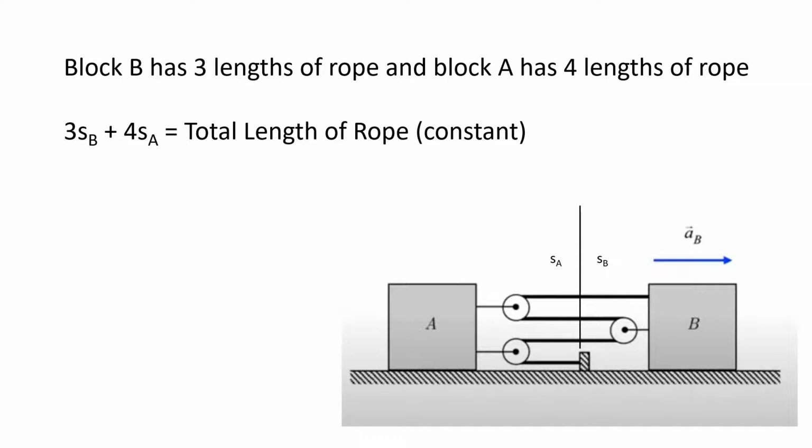And all 7 of those lengths of rope add up to the total length of rope, which is a constant in this situation. So we get the equation 3 times the length of rope attached to B plus 4 times the length of rope attached to A equals the total length of rope, which is, again, a constant.